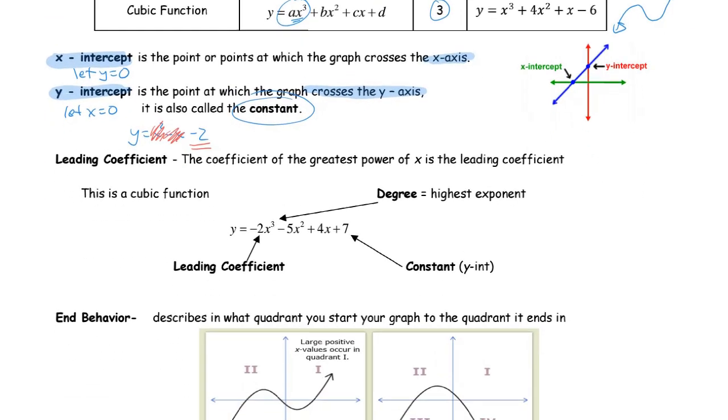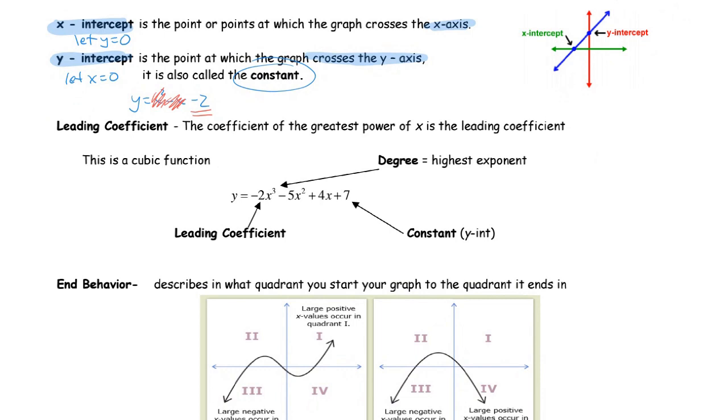The leading coefficient is the coefficient of the greatest power of x. So here's the highest degree term. That -2 is the leading coefficient, and then you've got this constant over here. Now, the leading coefficient typically gives us a stretch and orientation. Usually we associate, for example, negative with down, positive with up, and we're going to need to flesh that out just a little bit more later on here.